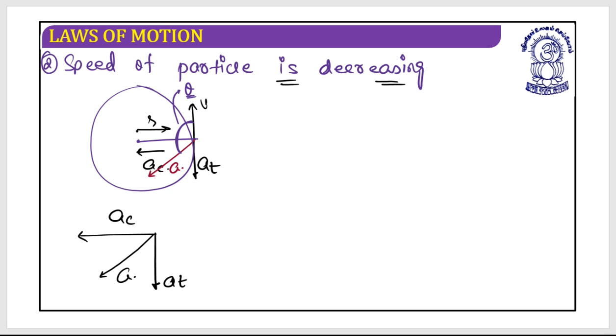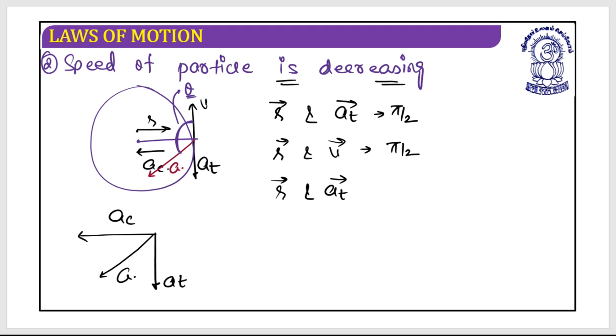I hope this is clear. So let's just again check all the angles. It's an R and AT, a 90 degree, pi by 2. It's an R and V, R and V, yes, it's again 90 degree. It's an R and AT and omega. Yes, the three are mutually perpendicular to each other.